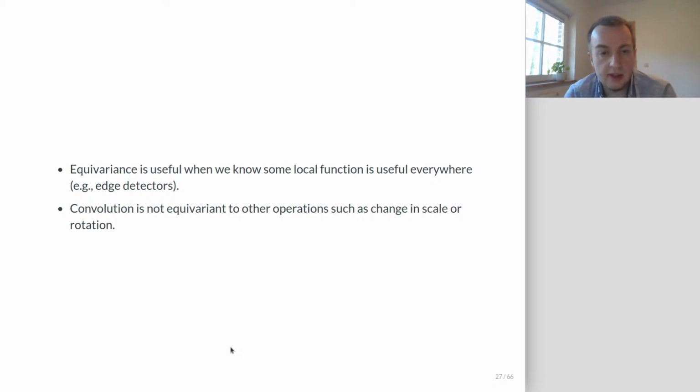And so this is quite useful actually, because equivariance is useful when we know that some local function is useful everywhere. Like, for example, detecting edges in an image. And this was one of the properties, one of the inductive biases that we wanted to enforce, and that now we know that we've obtained.